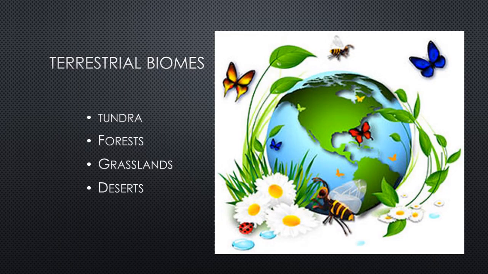Okay, so we are going to look at terrestrial biomes today. We're going to save aquatic biomes for the next lecture. But the terrestrial biomes fall into 4 major categories. That's the tundra, forests, grasslands, and deserts. And within those, there is some breakdown into more specific regions.